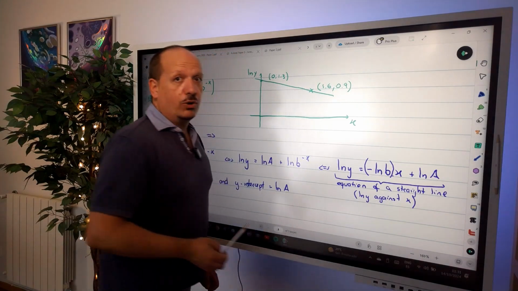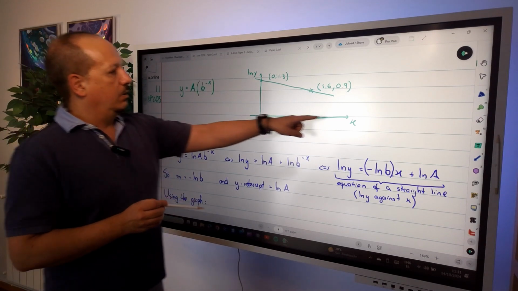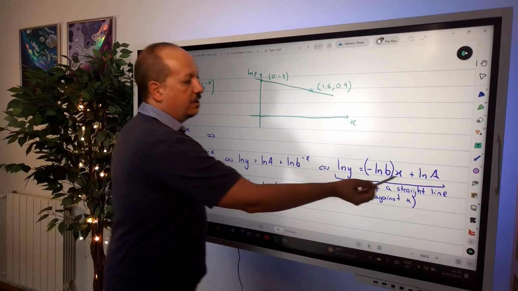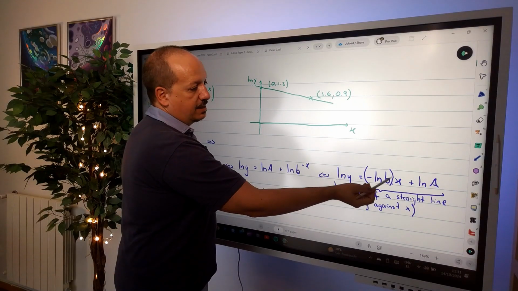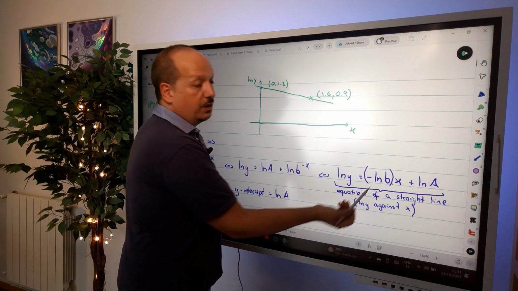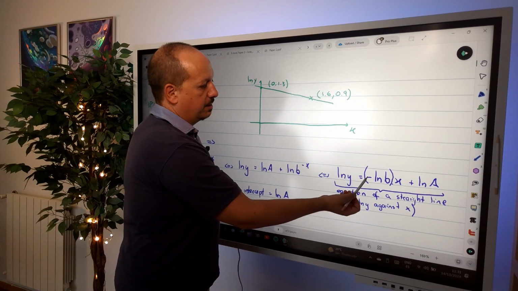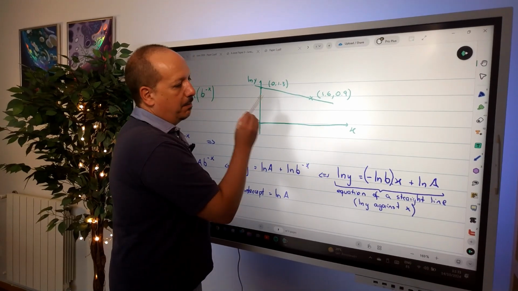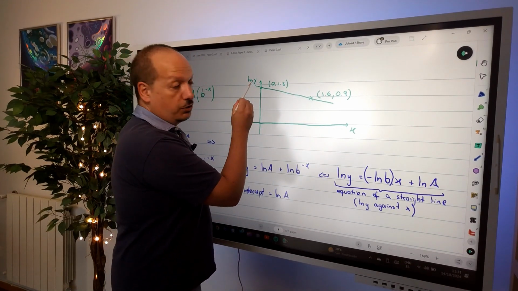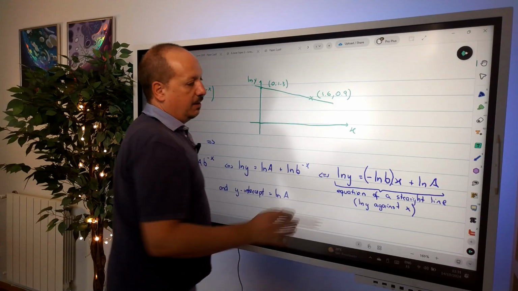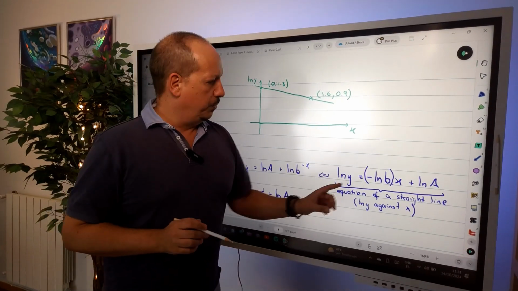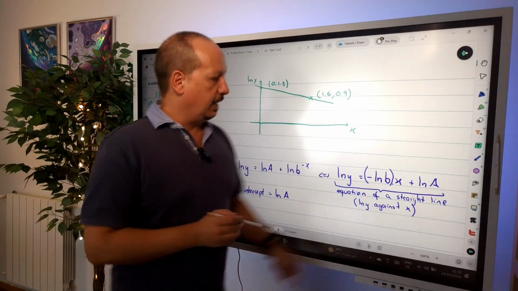So I already have what I had a little while ago. On this x, it's already here. Everything that is in front of it is going to be the gradient. So this is the minus logarithm of b. The minus logarithm of b is going to be the gradient of this line. Why a line, by the way? I hope you notice, this is the equation of a straight line.